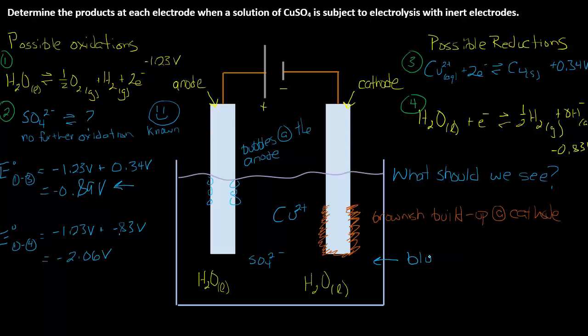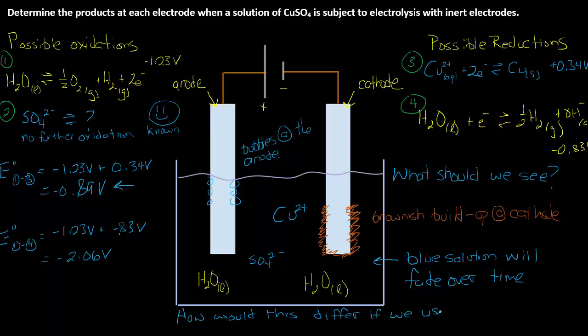Don't forget what would happen to the solution. Copper 2 when dissolved in water is blue, but if all of this copper is depositing on the cathode, where is it coming from? The copper 2 is coming out of solution. So the color of the blue solution will fade over time to clear. My final question here would be, how would this reaction or this system differ if I were to use copper electrodes rather than inert electrodes like graphite or platinum?